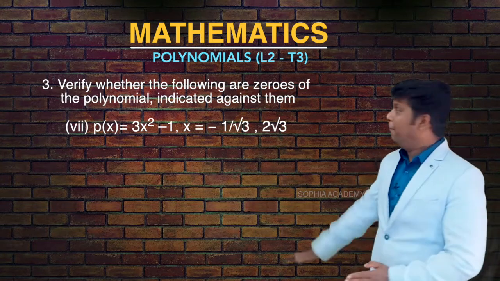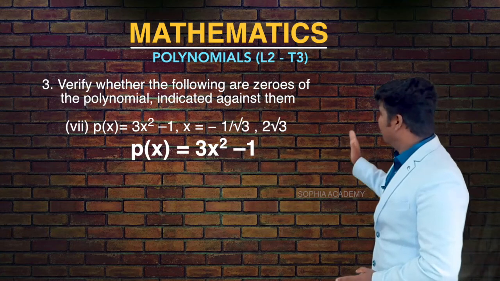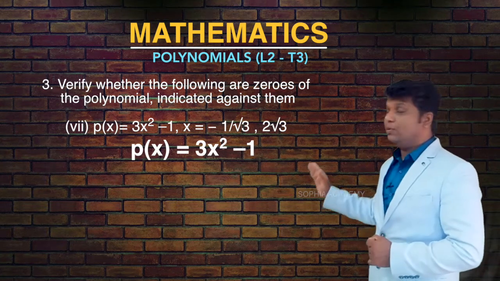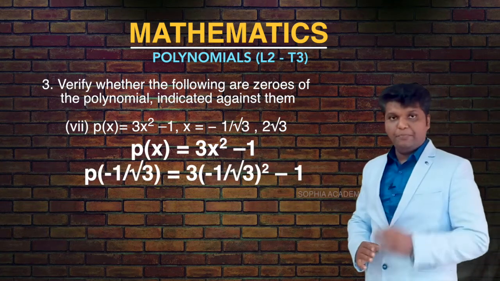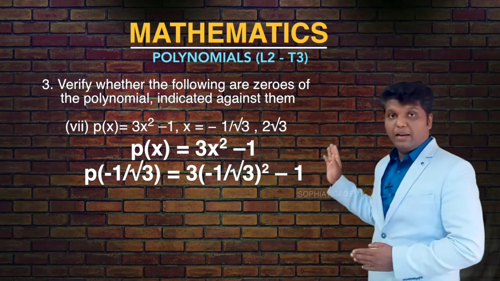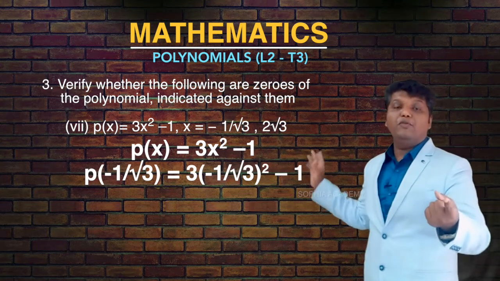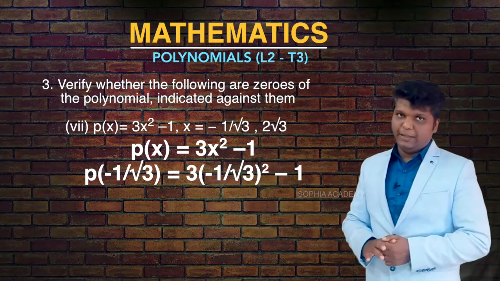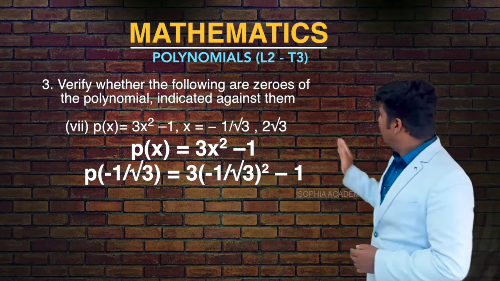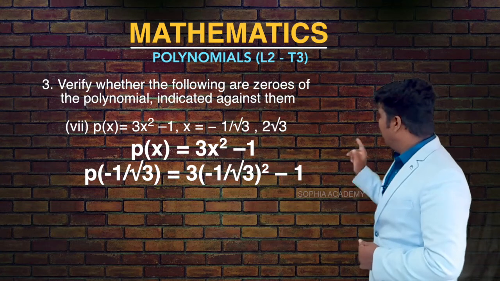So first of all, p of x is equal to 3x square minus 1. Let us check with the first one. P of minus 1 by root 3 is equal to, I told you wherever you are finding x, substitute the value for minus 1 by root 3. So here you will write 3 into minus 1 by root 3 the whole square minus 1.